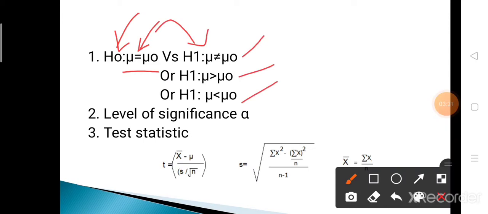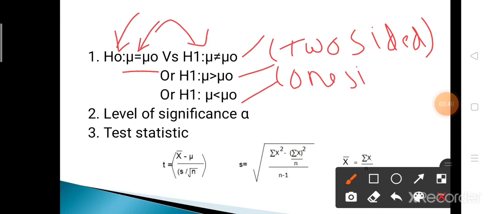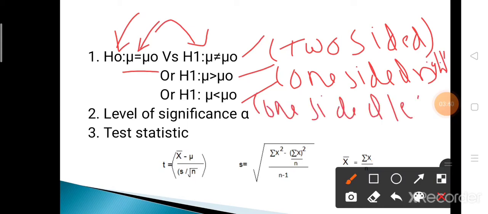So the opposite is mu is not equal to mu naught, or mu is greater than mu naught, or mu is less than mu naught. If there is a not equal to condition, then it is called a two-sided test. If it is a greater than condition, then it is called a one-sided right test. And if mu is less than mu naught, then it is called a one-sided left test. If there is a not equal to condition in the alternative hypothesis, it is a two-sided test; if greater than, one-sided right; and if less than, one-sided left test.